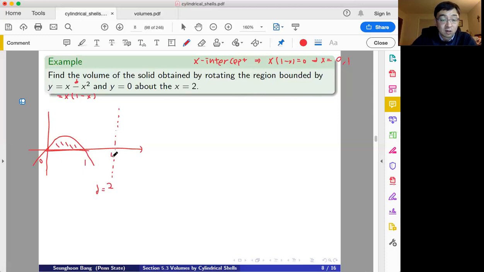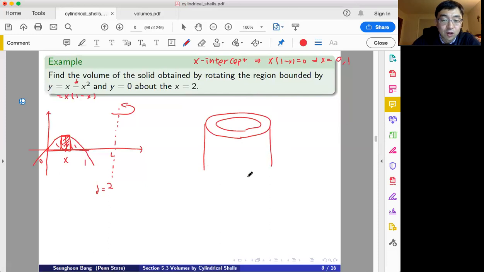So how can we solve this problem? You can use this one. Here, you can choose an x value. You can make a rectangle. Rectangle is like this. You have to rotate this rectangle about y equals 2. What's that? We have a cylindrical shell.